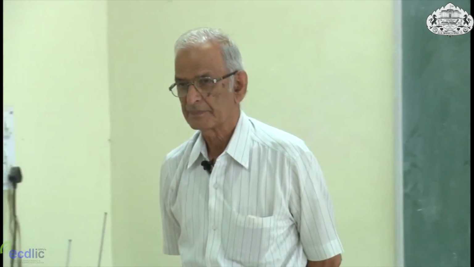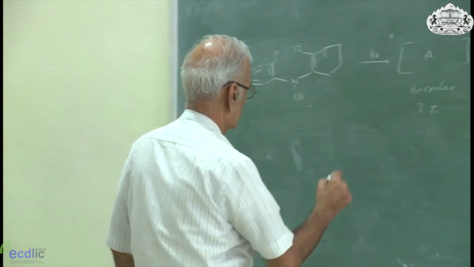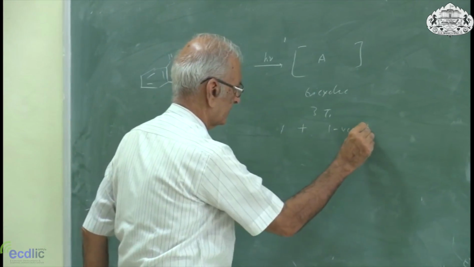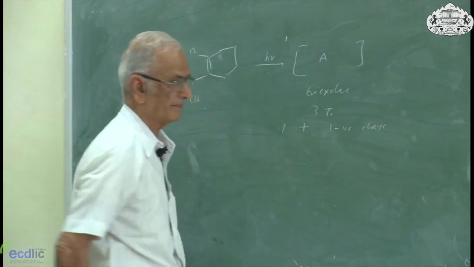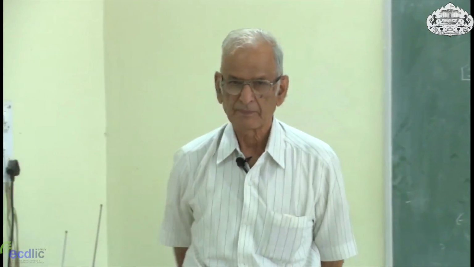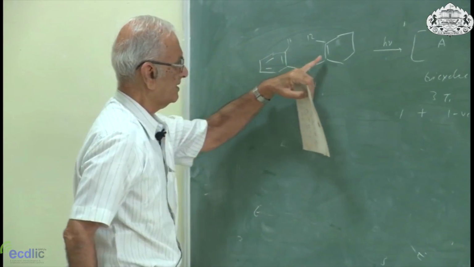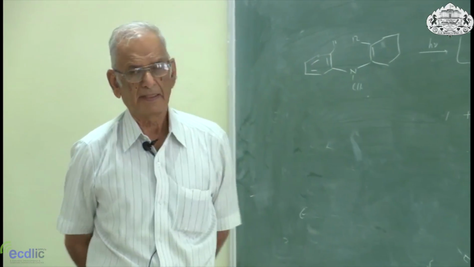Intermediate A is tricyclic with 3 pi bonds, 1 positive, 1 negative charge. How many double bonds are there in the starting material? There are 4 double bonds, and my product has only 3 double bonds. Therefore, it's an electrocyclic ring forming reaction.